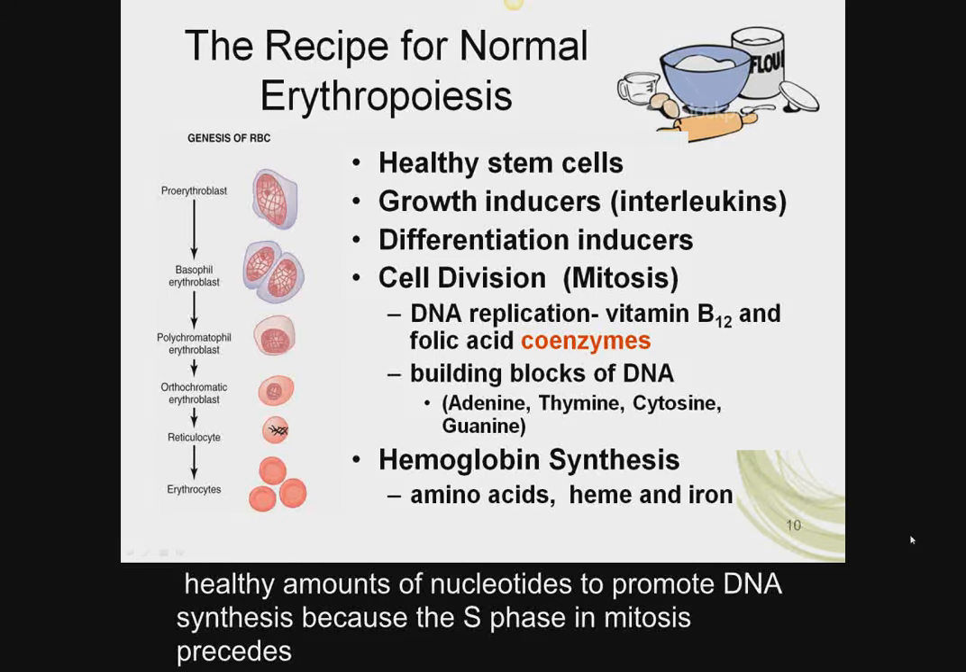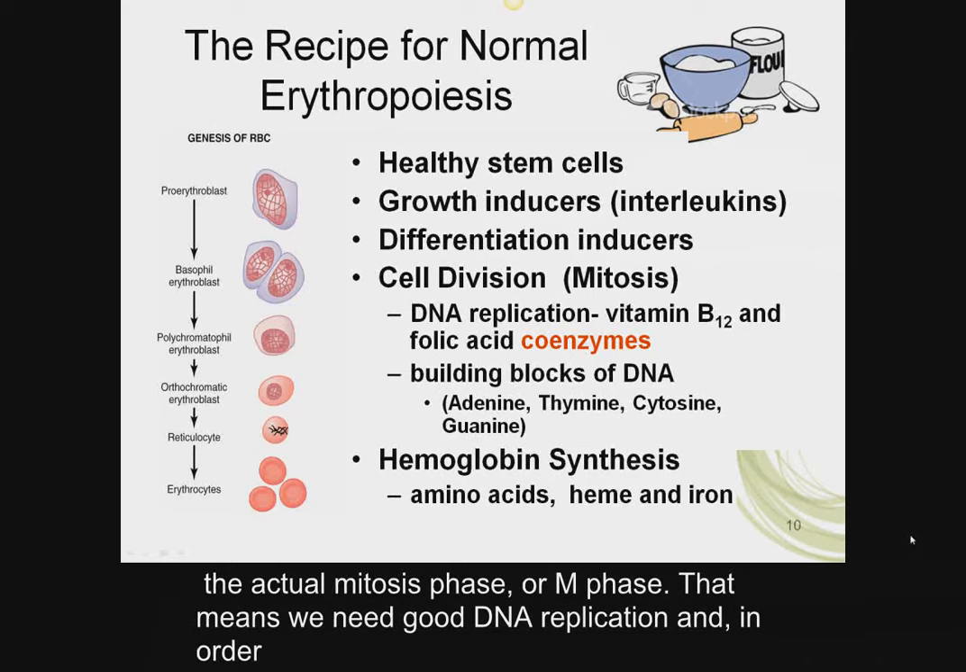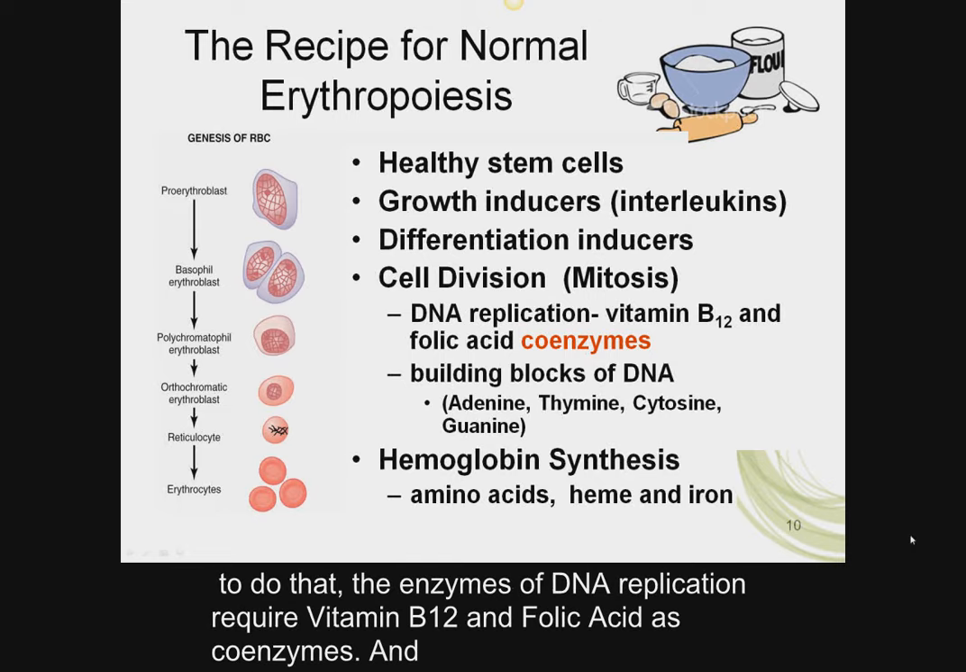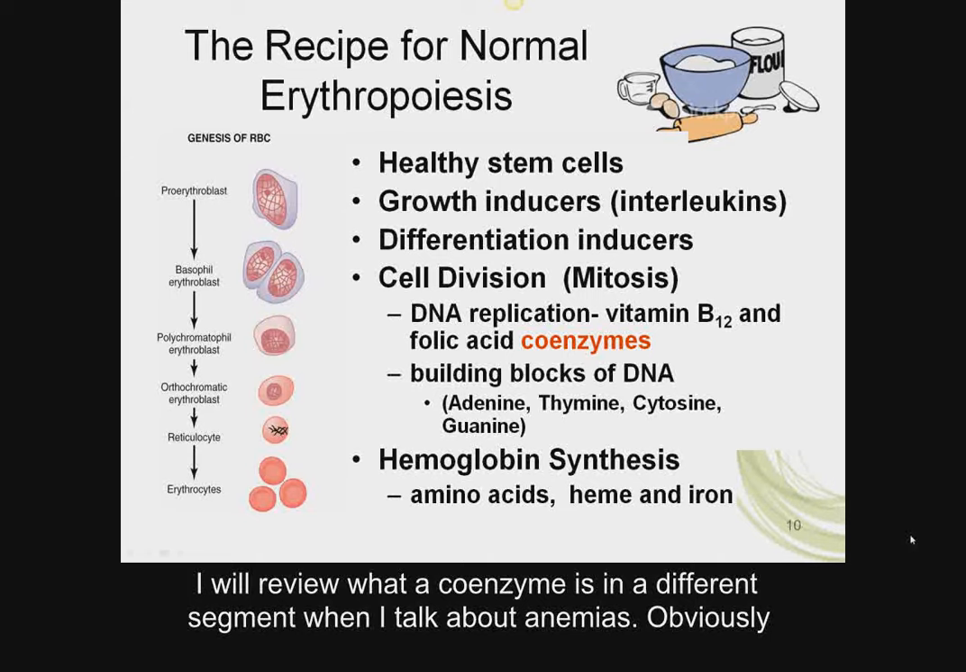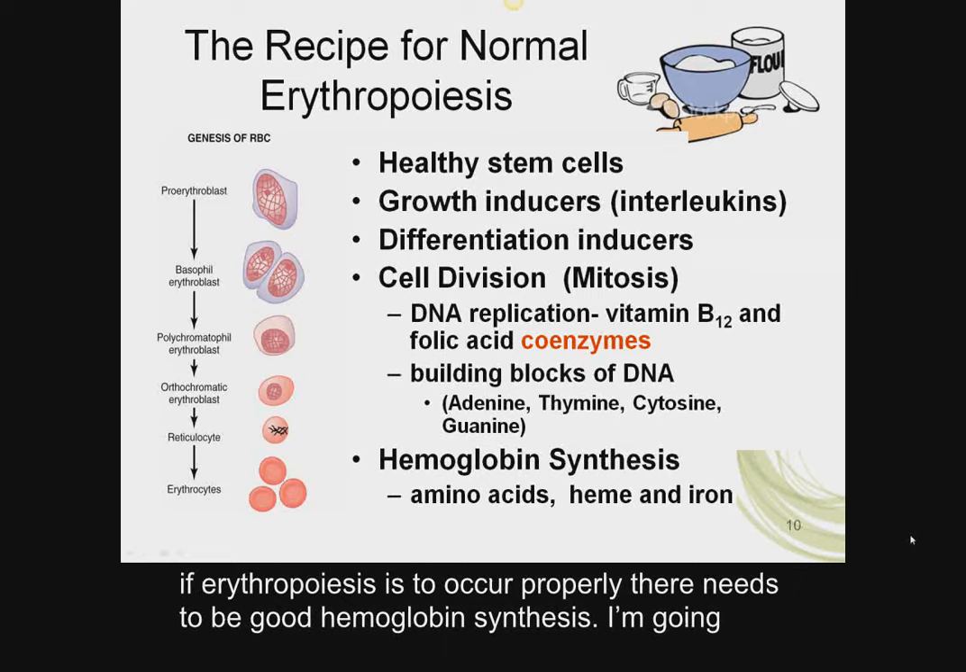There needs to be healthy amounts of nucleotides to promote DNA synthesis, because the S phase of the mitotic process precedes the actual mitotic phase, or M phase. That means we need good DNA replication, and in order to do that, the enzymes of DNA replication require vitamin B12 and folic acid as coenzymes. And I will review what a coenzyme is in a future segment when I start talking about anemias.